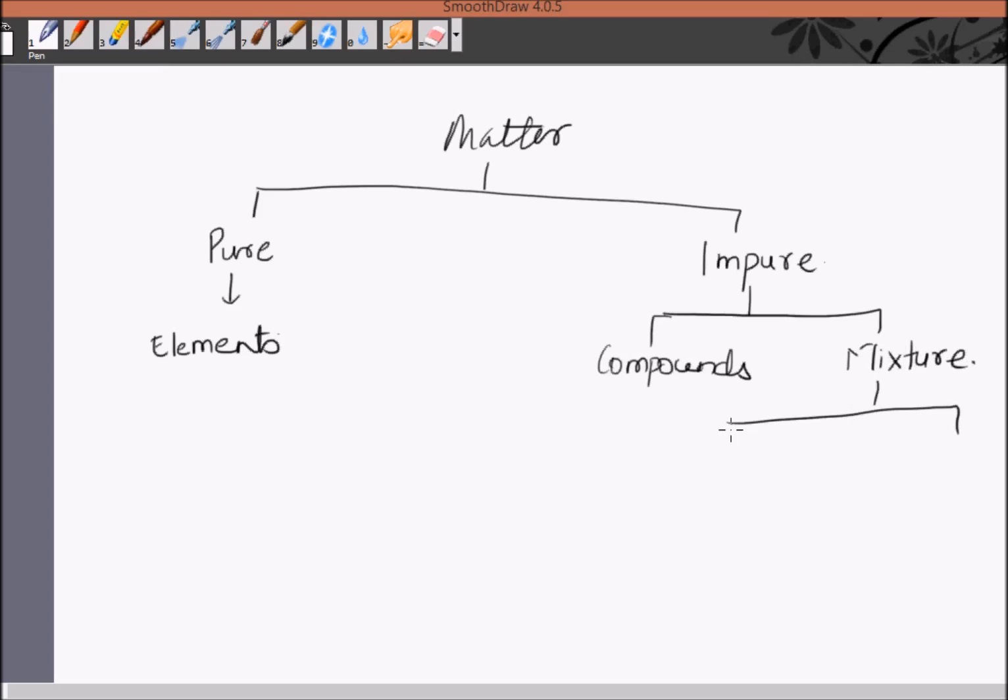Mixtures are broadly segmented into two sections, which we call homogeneous and heterogeneous, right? These two are a broader view of mixtures, which we'll be discussing later in this session. But let me first give you a very daily and routine example so that you can have a clear view of a mixture.